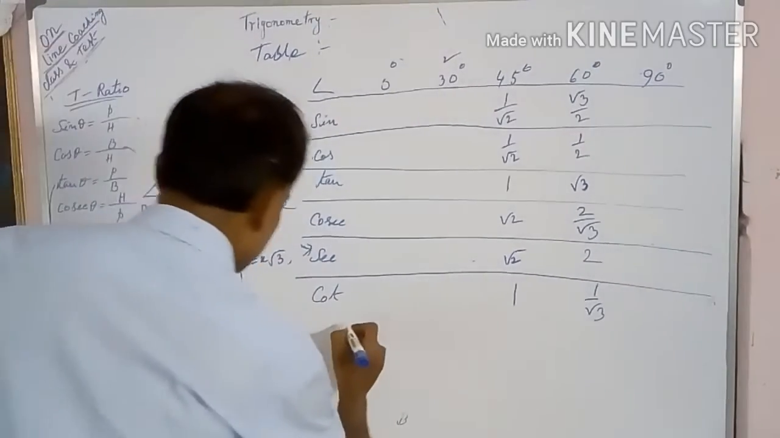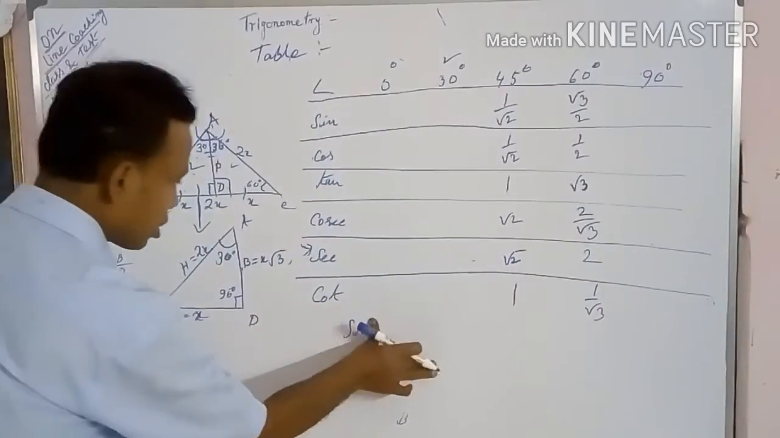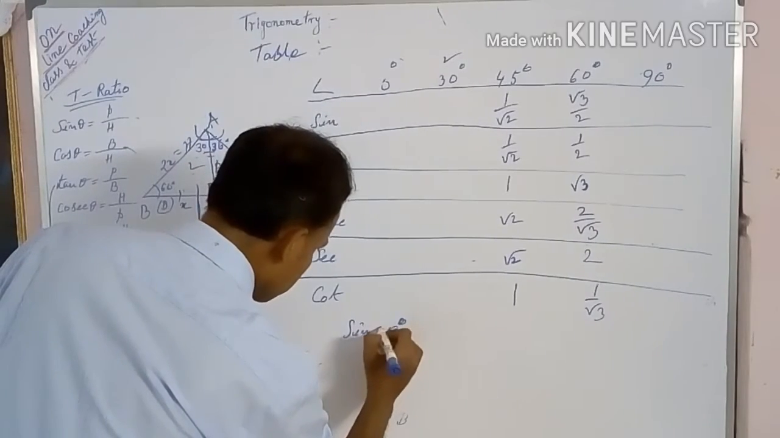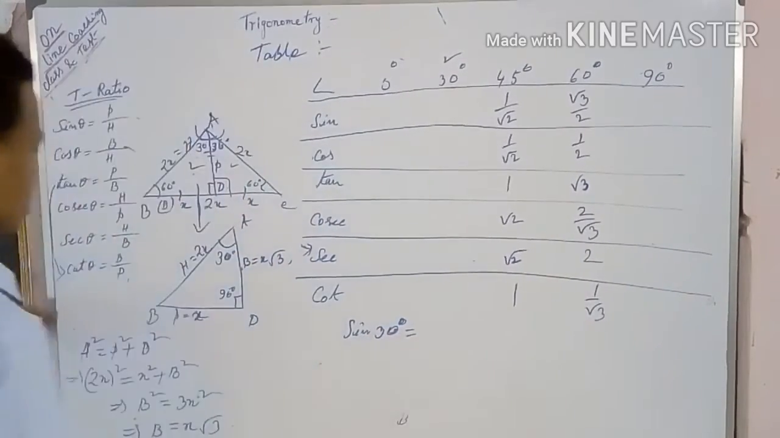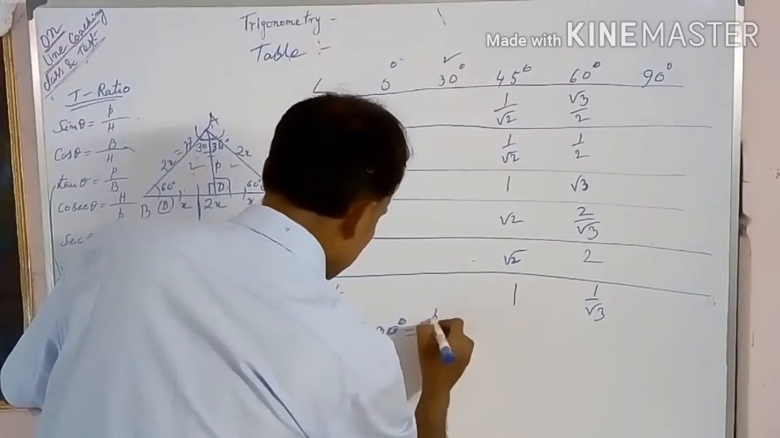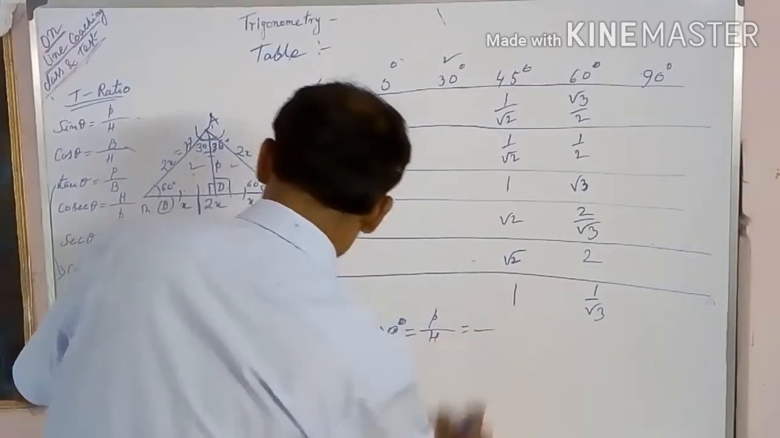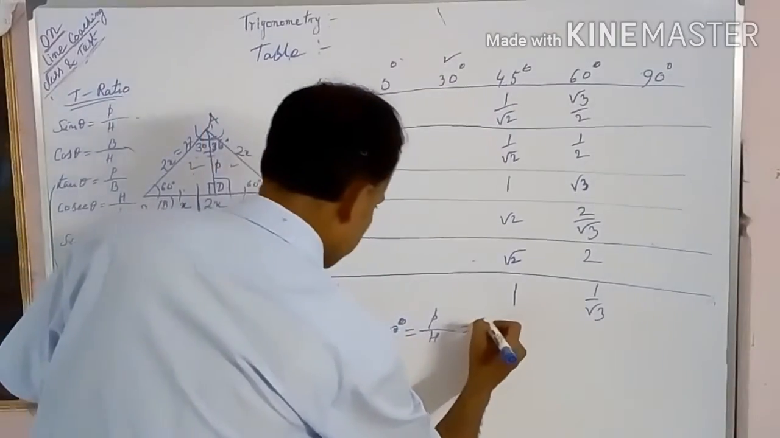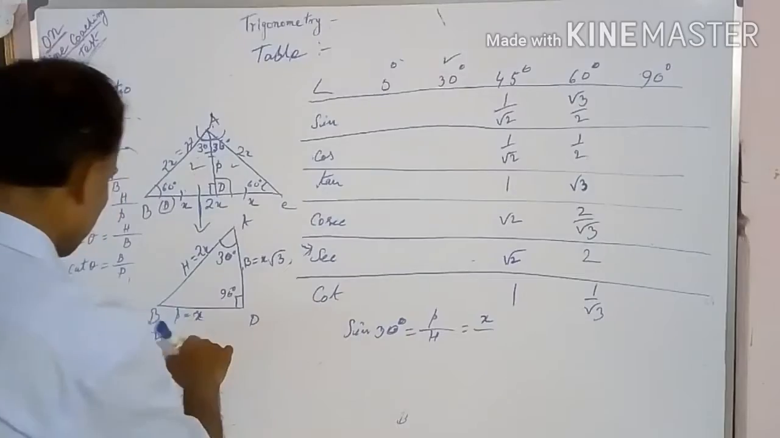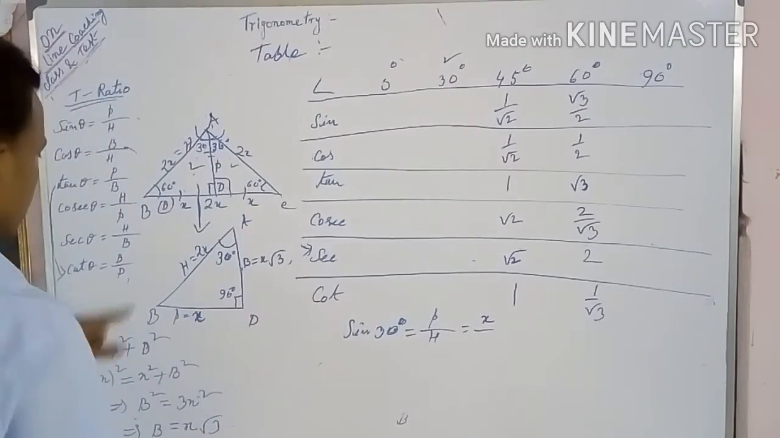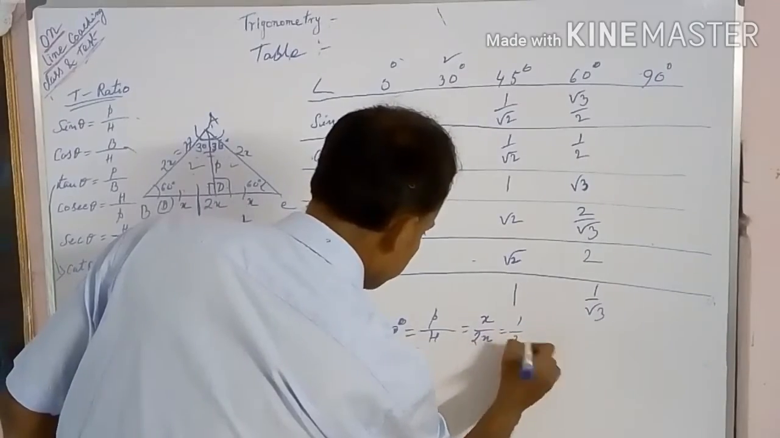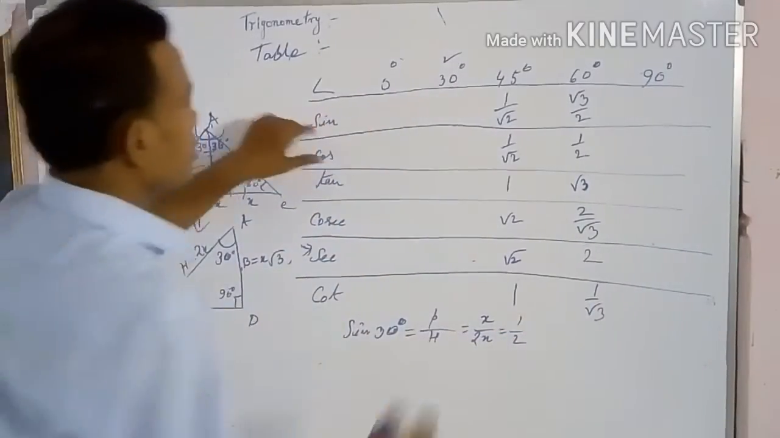Now sin theta is equal to what? Here theta means 30 degree. Sin theta is equal to perpendicular by hypotenuse. What is the value of perpendicular? P is equal to x, and hypotenuse is equal to 2x, which is half. So sin 30 is equal to half.